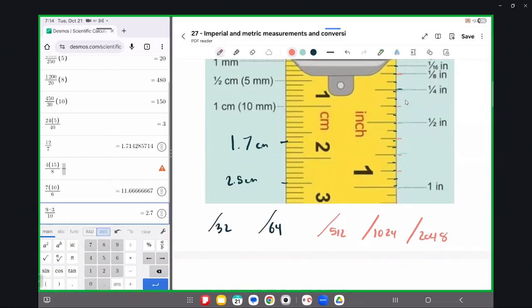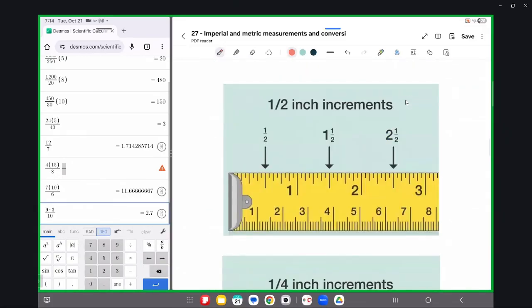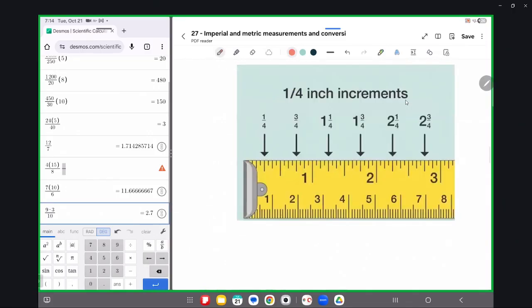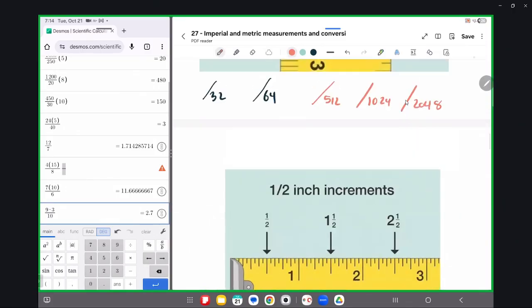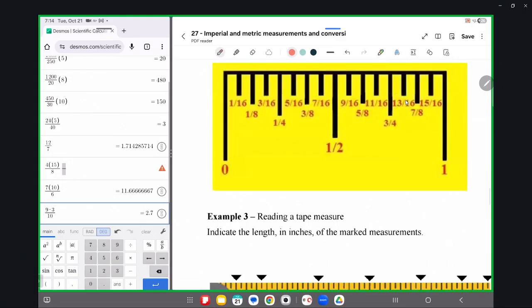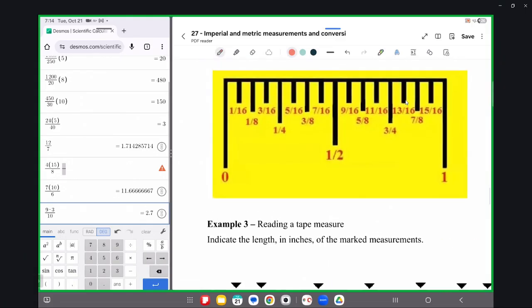Okay. So we're going to spend the next few parts here. We're going to review the different portions of the increments, starting with the 1/2, then going 1/4, 1/8, 16th, and then we're going to show you what this all looks like, and we're going to read a ruler and kind of figure this out.